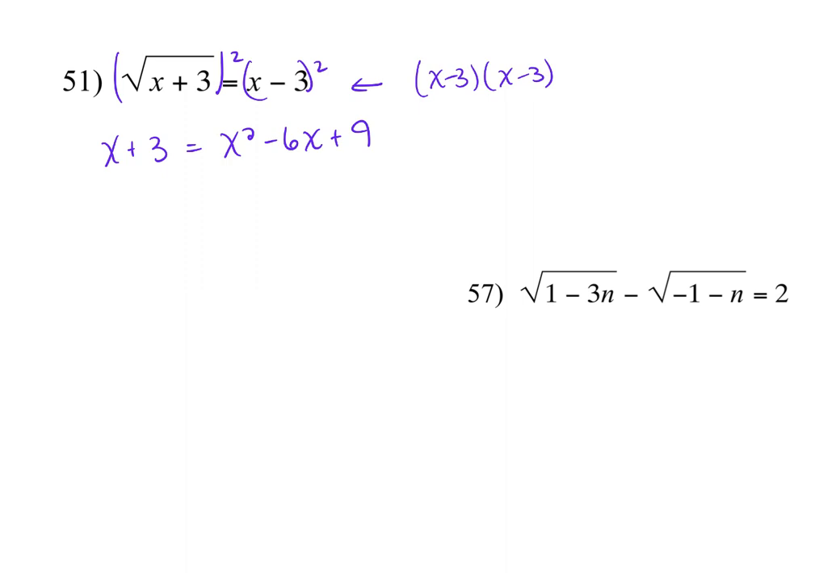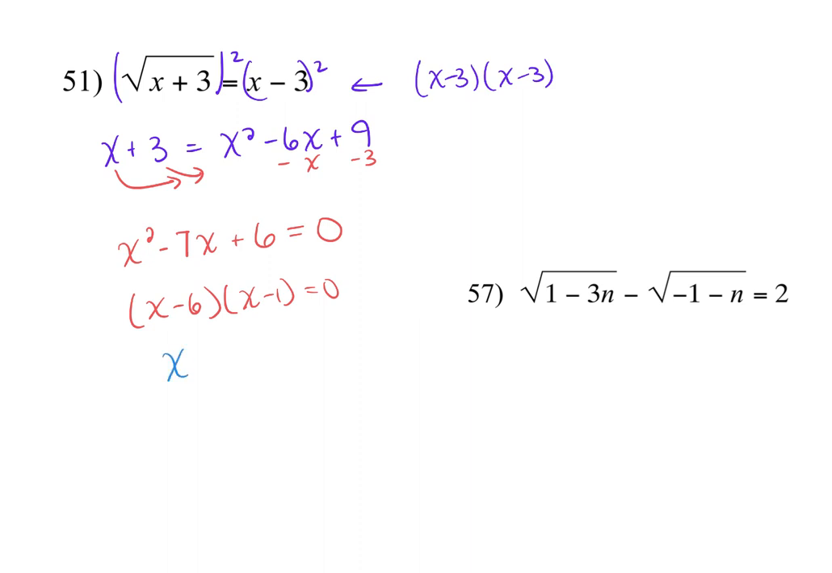Again, anytime you have an x squared, you want to get everything to one side. So I'm going to move the x over. I'm going to move the 3 over. So I have x squared minus 7x plus 6 equals 0. Factors of 6 that add up to 7 are just 6 and 1. When I set those equal to 0, I get x equals 6 and x equals 1.